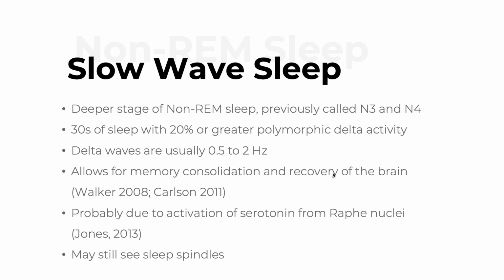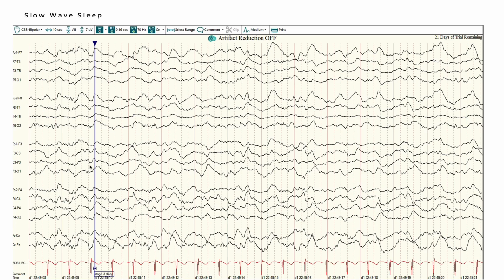As you progress into non-REM sleep, you eventually enter slow wave sleep, which was called stage N3 sleep, and sometimes stage N3 and N4, but basically it's been consolidated to slow wave sleep. And this is 30 seconds of sleep with 20% or greater polymorphic delta activity seen diffusely. This stage of sleep is thought to allow for memory consolidation, recovery of the brain, and probably it's due to activation of serotonin from the raphe nuclei, at least partially. And you may still see sleep spindles and other features during slow wave sleep, but it's really just defined by this polymorphic delta activity. And this is what it might look like.